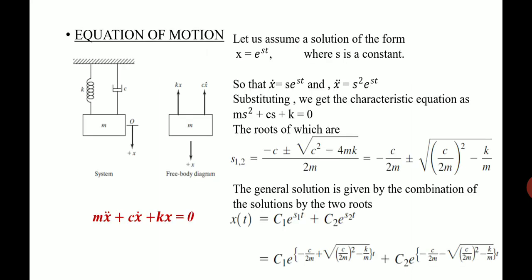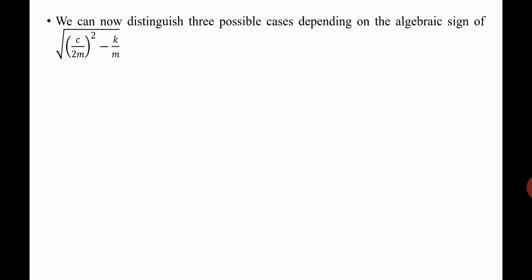See, as we have seen, s1, s2, the roots of the equation, can be written as minus c by 2m plus or minus root of (c by 2m) the whole square minus k by m. Considering whether the value inside the root is positive, negative or 0, we have three different cases of solution, depending upon the algebraic sign of that root term, (c by 2m) the whole square minus k by m.